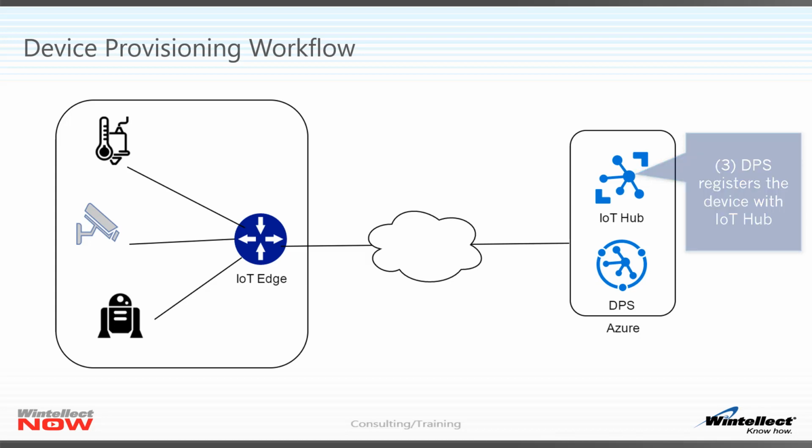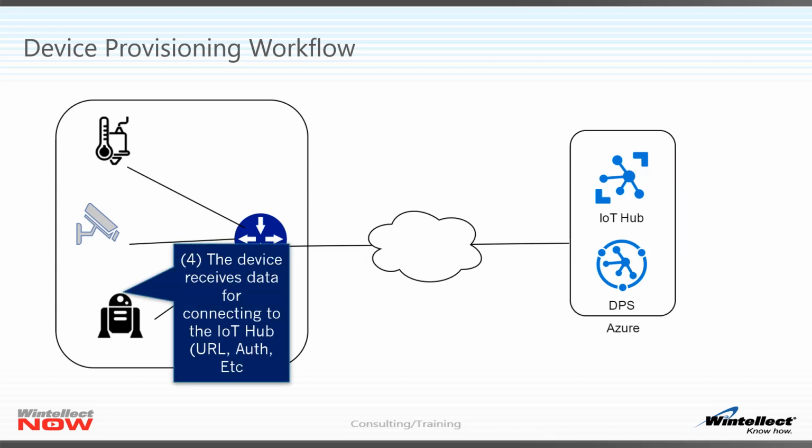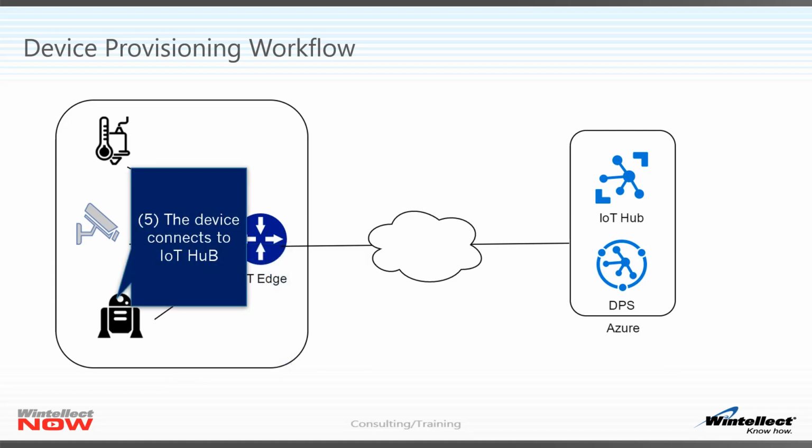Once that happens, the device receives data from the cloud saying your device is all ready to go. Now you can connect to the cloud, and here's your endpoint, here's your credentials, here's all the things you need to connect to the cloud. That gets pushed down by way of this device provisioning service. Once that happens, the device can start sending telemetry back to the cloud, and the cloud can start sending messages back down to the device as well. So it's pretty straightforward how that works.